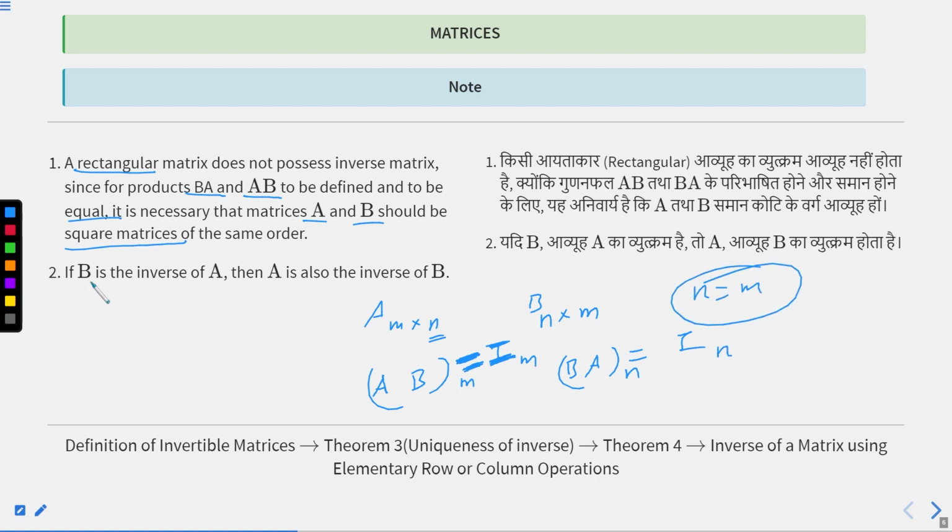Now the second point: if B is the inverse of A, then A is also the inverse of B. So B is the inverse of A. In other words, if you are given that AB equals I, this means that A inverse is equal to B, and the other way around also, B inverse is equal to A. Clear? Okay. Let us move to next.